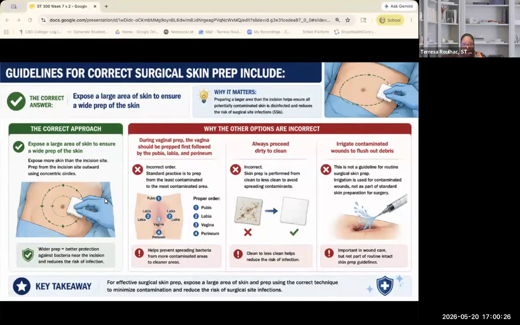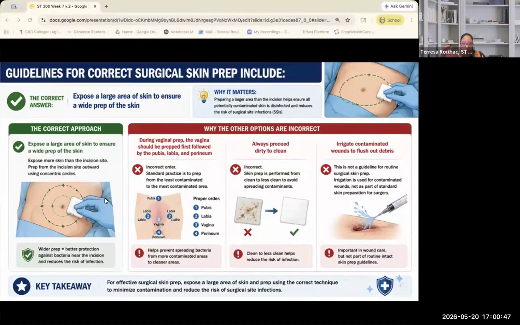Recording in progress. Okay, week 7. So you'll notice that in 300, we're really starting to dive into what we're really going to be doing in the operating room. But I did want to go over this one question that was missed, so that if you see this concept again, you'll know, okay, this is what they're talking about.